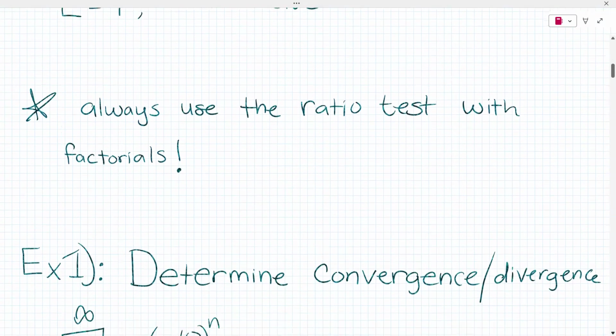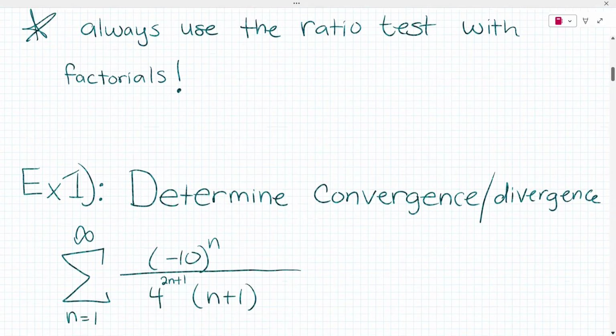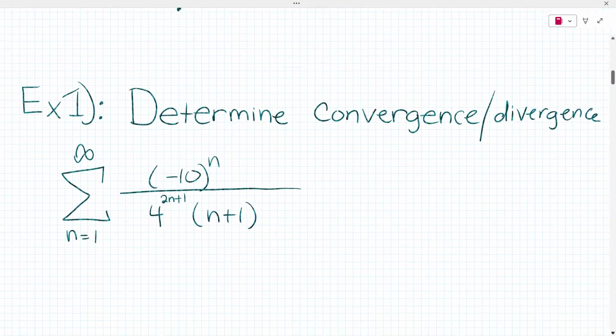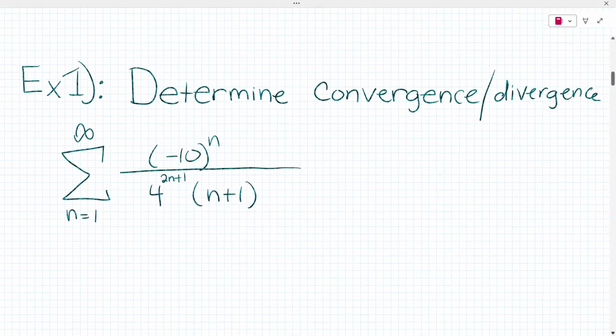Example 1 says determine the convergence or divergence of the summation where n is equal to 1 to infinity of negative 10 raised to the n over 4 raised to the 2n plus 1 times n plus 1. So I know I'm going to use the ratio test because it is a ratio, right? It's a fraction. That's the big clue.